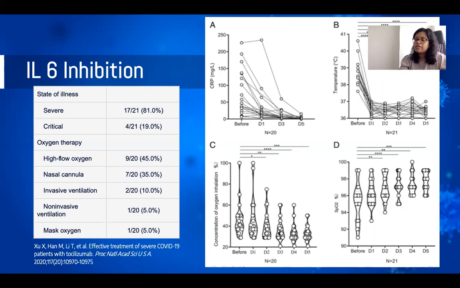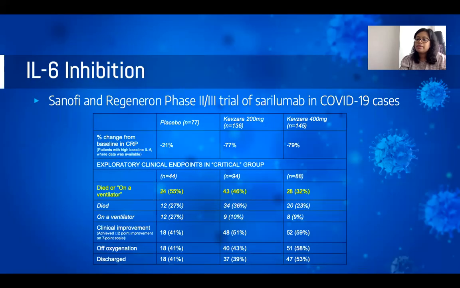There are limitations of the study. They didn't have a control group, and it was a very small sample size, and these patients didn't really have any significant comorbidities.